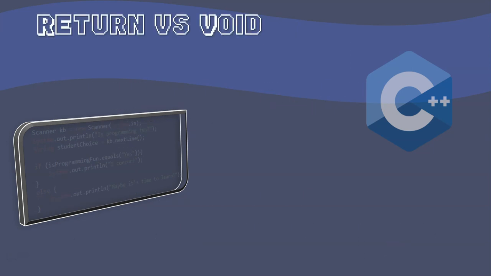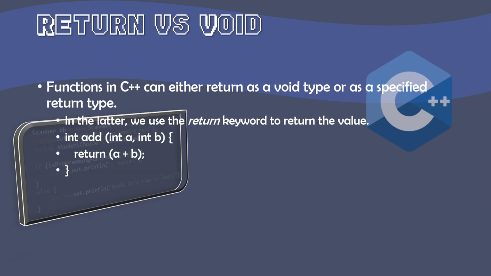Now, there is a distinction in C++ between return functions and void functions. Functions in C++ can either return as void type or as a specified return type. In the latter, we use the return keyword to return whatever value we are expected to have. So for example, if it's an integer, it should return an integer value. In this example, we have int add, int a, int b, so it's a parameterized function. And we're going to simply say return a plus b. All that's doing is adding up those two numbers and returning the value.